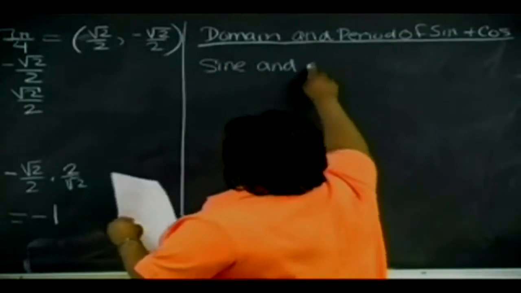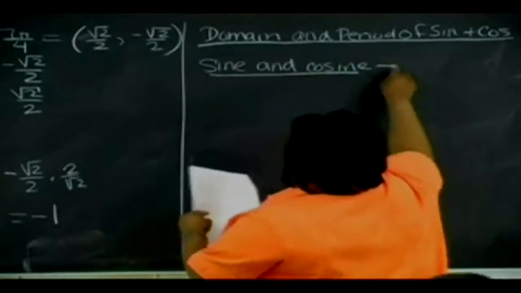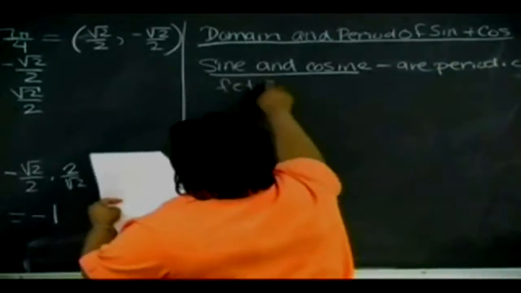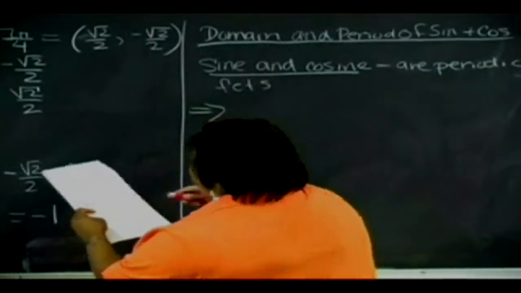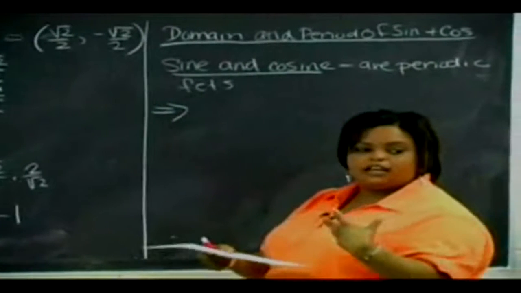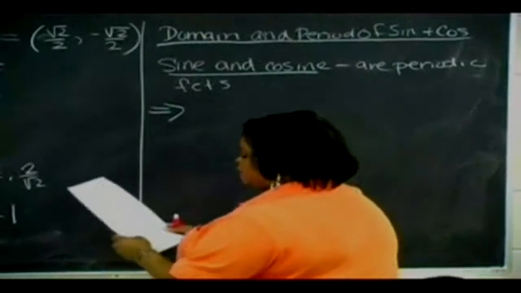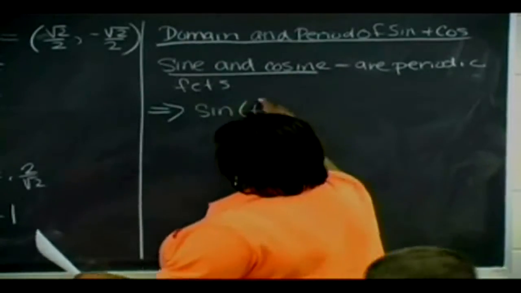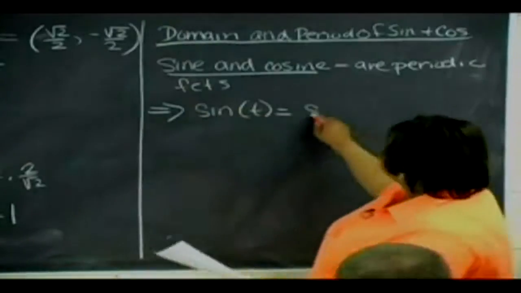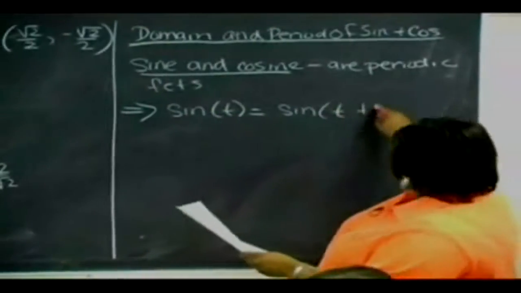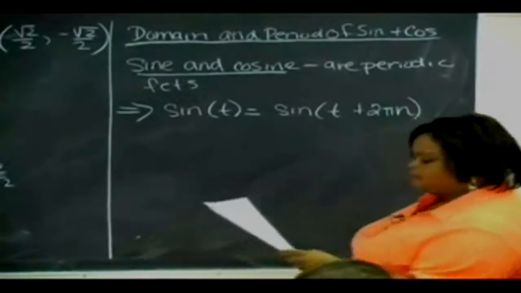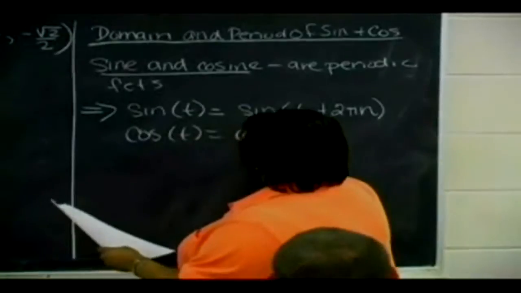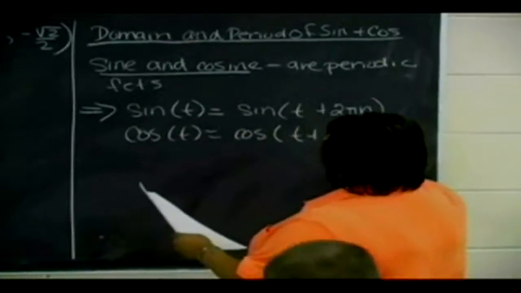Sine and cosine are periodic functions. And what this means, and we will define what a periodic function is in a few minutes, but we want to just explain what it is. What it means for sine to be periodic is that sine t will equal sine of t plus 2 pi n. And we're going to talk about what that means. Cosine t equals cosine of t plus 2 pi n.